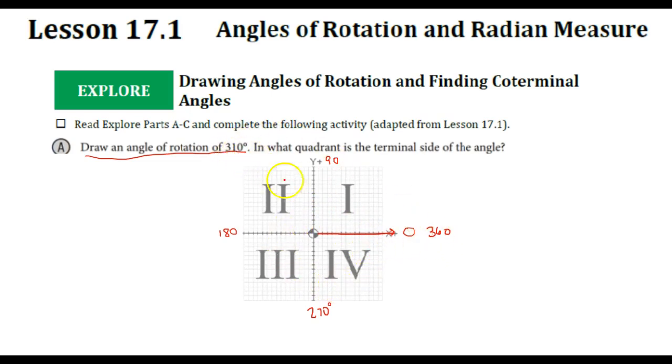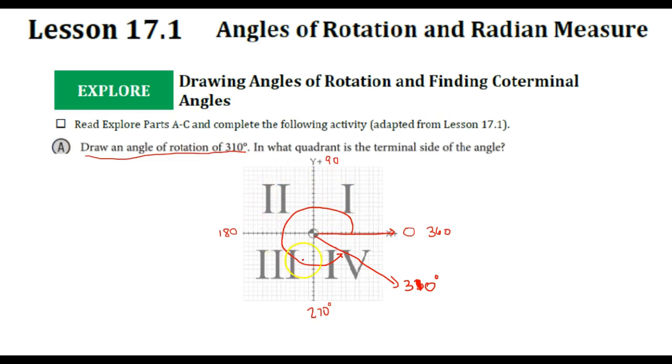Since this is about 310, I'm guessing my angle will go all the way around. It's not a perfect circle, don't judge me. And it'll probably be somewhere about there. 310. So that's for part A. That's all they wanted us to do.